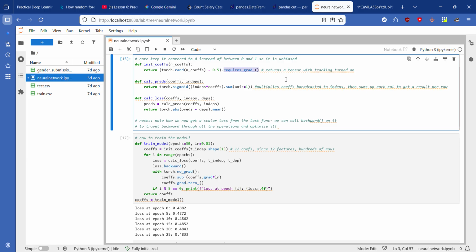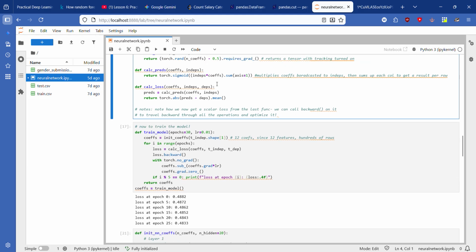So it's turning the tracking on. I guess you could think of it like turning your GPS on, keeping track of all the turns and stuff you did. If we didn't do that, the tensor wouldn't be unlocking its full potential, and it would be useless for our case.